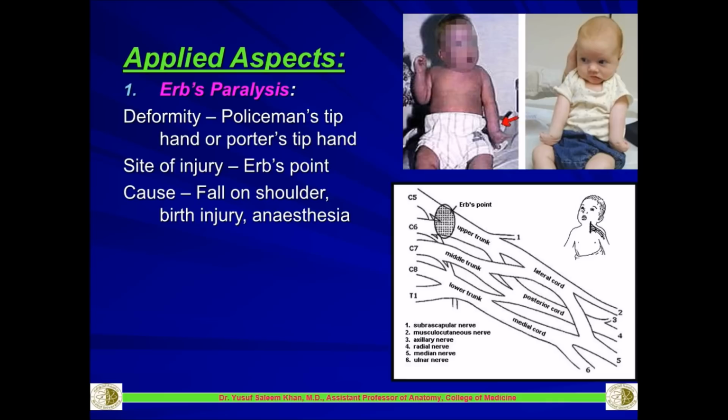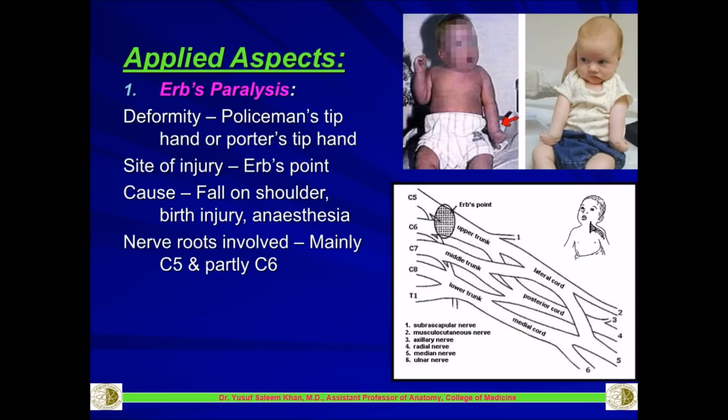So how does it happen? Whenever a person falls on his shoulder, this leads to damage to the upper trunk. Sometimes even during birth injuries, during delivery, when you put the forceps and try to pull the head by inexperienced doctors, there might be a birth injury, and that again leads to Erb's paralysis. Or sometimes even during anesthesia, if you're not careful, this Erb's point can be injured, and that leads to this condition called the policeman's tip hand.